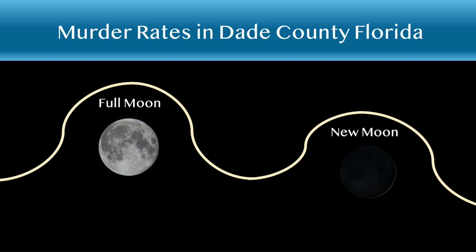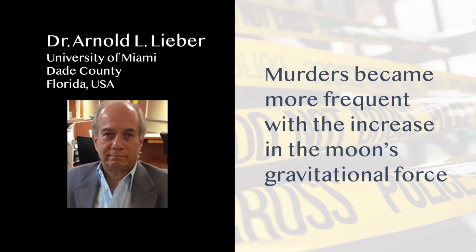His data revealed that the murder rate began to rise about 24 hours before the full moon, reached a peak during the full moon, then dropped before climbing back up to a secondary peak at the new moon. He concluded that murders became more frequent with the increase in the moon's gravitational force.